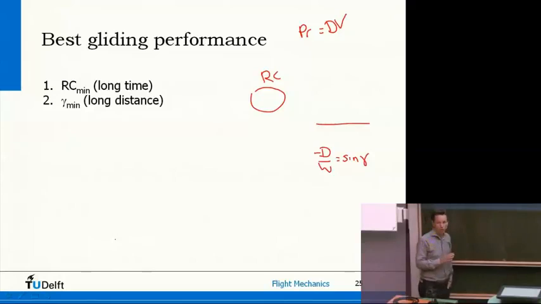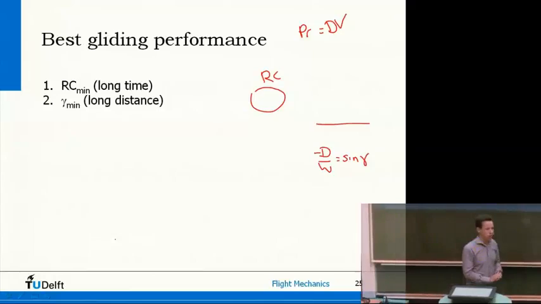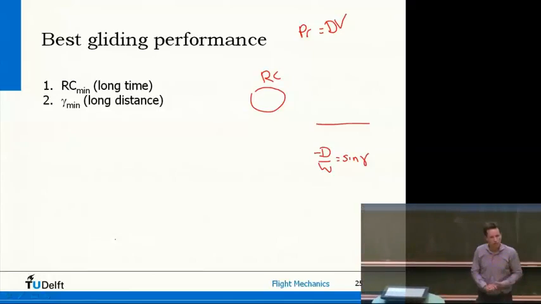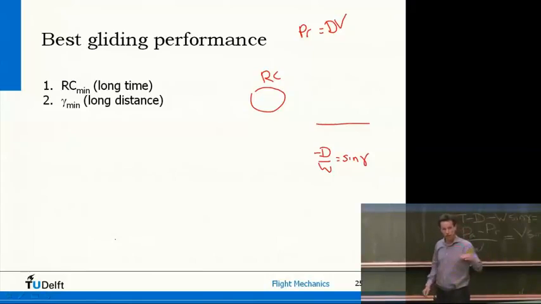What I'm going to look at is the best gliding performance. Now there are two parameters I'm going to look at. One is to have minimum rate of climb, or actually it's a negative rate of climb, so rate of descent. So that's in terms of time very nice, because if you're in a glider just enjoying the view, then it's nice if you can stay in the air for as long as you can.